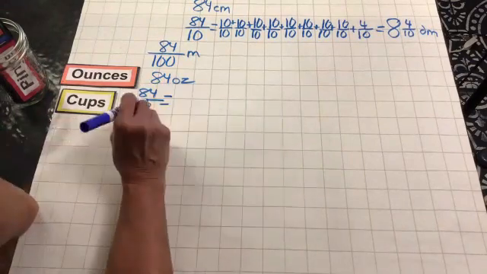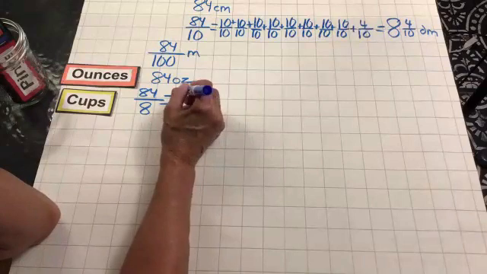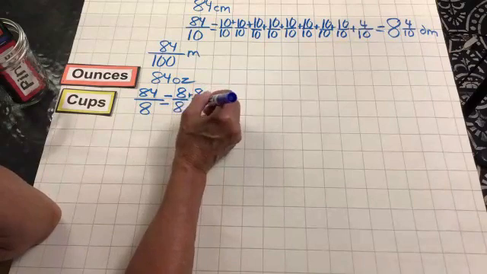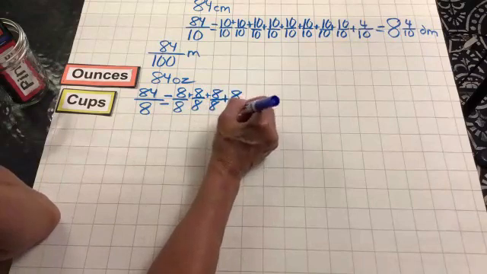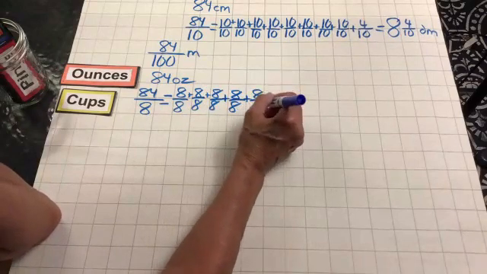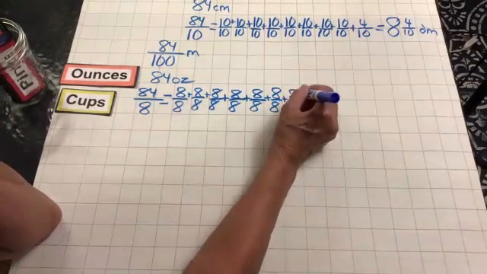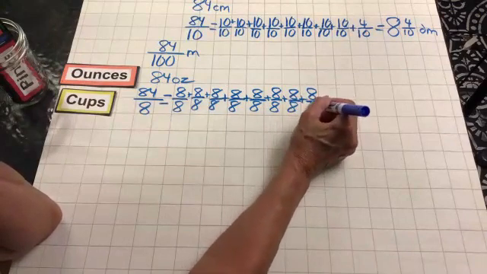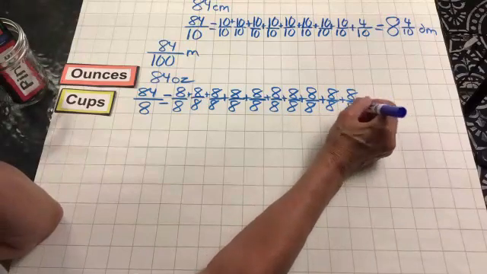We're going to separate this into sets of 8. And we know we can get 10 sets of 8 out of 80. So let's do 10 sets of 8. So there's 8 plus 8 more is 16, plus 8 more is 24, plus 8 more is 32, plus 8 more is 40, plus 8 more is 48, plus 8 more is 56, plus 8 more is 64, plus 8 more is 72, plus 8 more is 80.